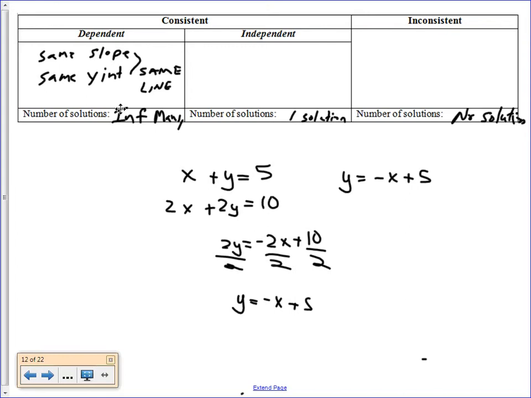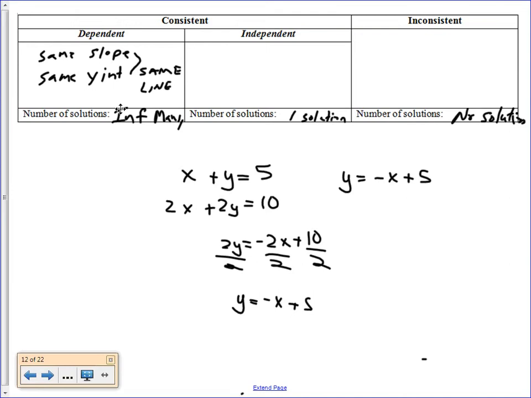That's how the questions are going to be asked. You're going to come in, sit down, there's going to be a problem in front of you, and it's going to say, describe this system. So the way that you describe the system is you compare the slopes and y-intercepts. To compare the slopes and y-intercepts, you solve both equations for y.